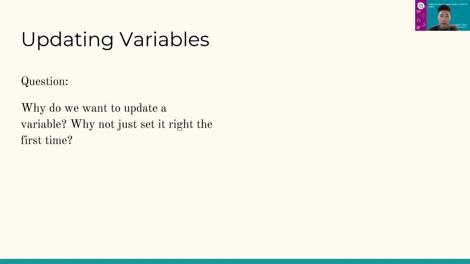So, a quick recap from week 1. Variables are containers that store data. You guys remember that? Why do we want to update a variable though? Why not just set it right the first time? What do you guys think? I'd like you to put your answers in the chat.